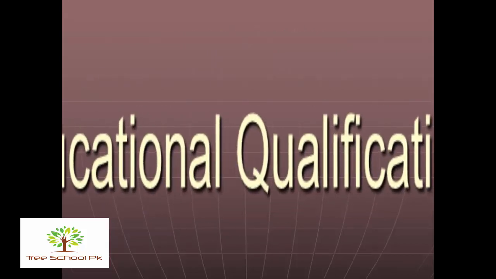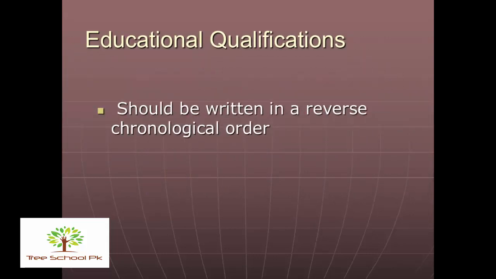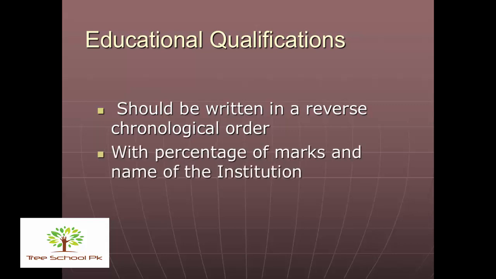And next one is educational qualification. The educational qualification should be written in reverse chronological order. Likewise, write the last degree first. For example, if you have a master's, write the master's first, bachelor's second, and intermediate third, in this order. And write the percentage of marks and the name of the institution also.